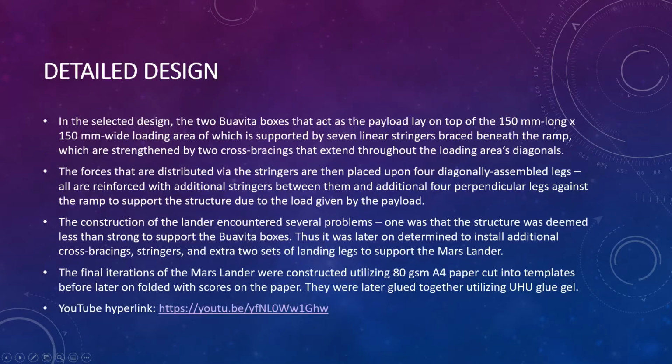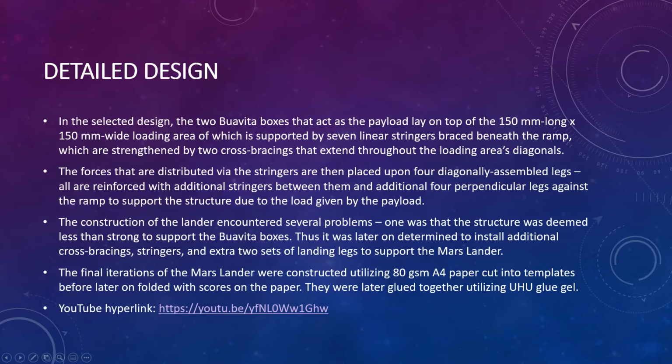Moving on to the next slide, onto detailed design. In this selected design, the two buoy feet apexes that act as the payload lay on top of the 150mm long times 150mm wide loading area, which is supported by 7 linear stringers braced beneath the ramp, which are also strengthened by 2 cross bracings that extend throughout the loading area's diagonals. The forces distributed via the stringers are then placed upon 4 diagonally assembled legs. All are reinforced with additional stringers between them and additional perpendicular legs against the ramp to support the structure.